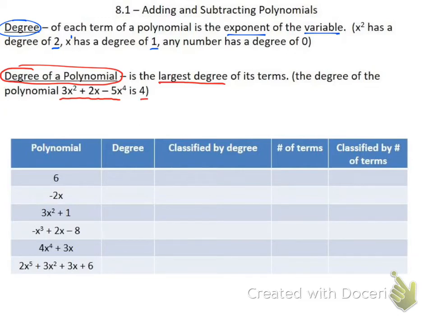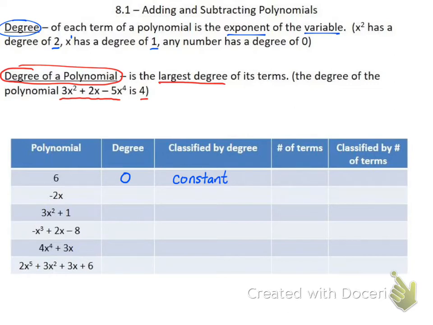So filling out this chart, with this first one, I just have 6. So 6, since it doesn't have a variable, that means it has a degree of 0. Remember that what matters is the exponent of the variable. So if there's not a variable, the degree is 0. The name based on the degree, so classified by degree, I would name it a constant function.